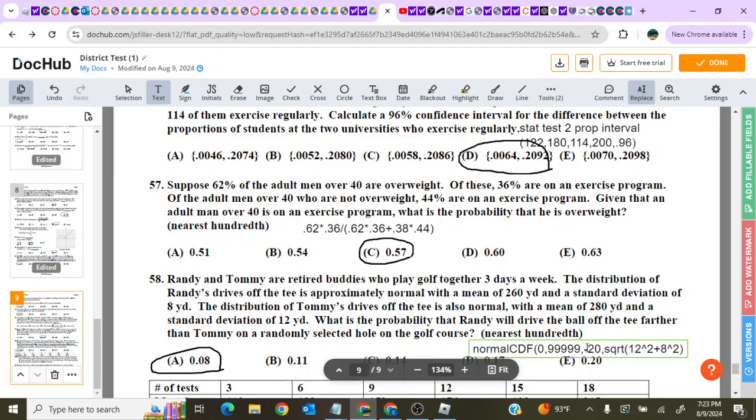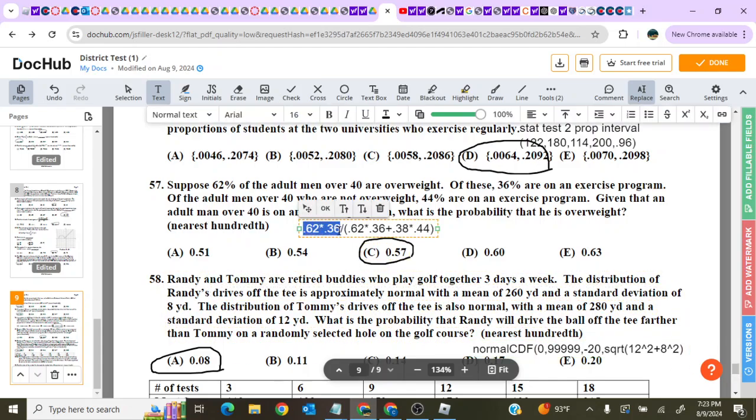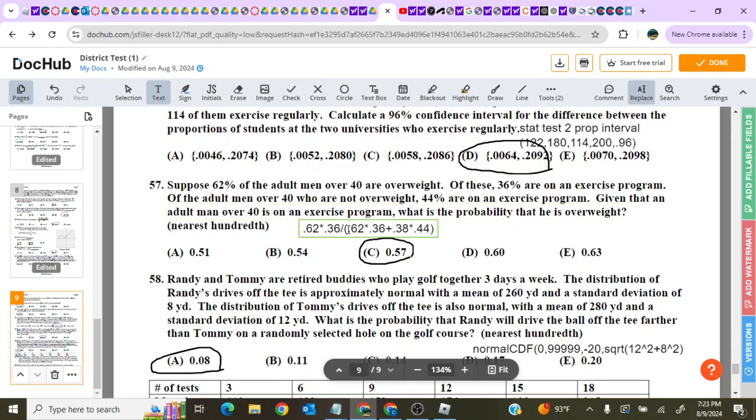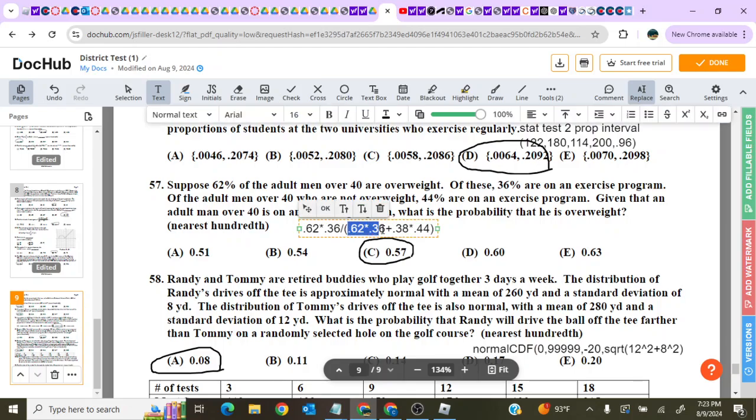The probability that a man is overweight and on an exercise program is 0.62 times 0.36. The probability that he is on an exercise program, period, is that 0.62 times 0.36 mentioned earlier, plus the 38% of people who aren't overweight times the 44% of them who are on the exercise program anyway. If you do that, you'll get a probability of 0.57.